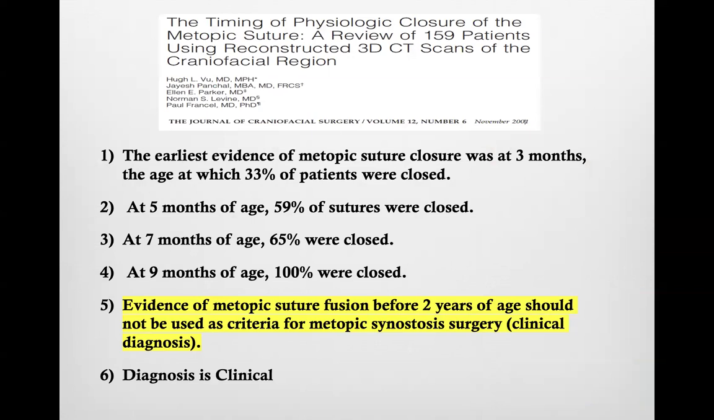This is another interesting case. Just to show you that at 9 months of age, 100% of the metopic sutures were closed in normal children. In general, evidence of metopic suture fusion, even before 2 years, should not be called metopic synostosis without trigonocephaly. So the diagnosis is clinical, and be aware of this discrepancy between the age of fusion of the metopic suture versus the age of fusion of the other sutures that happens much later on.